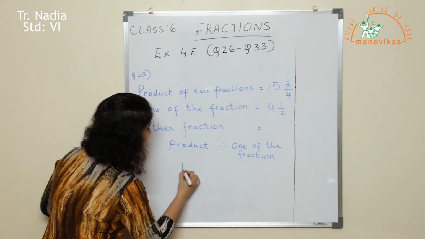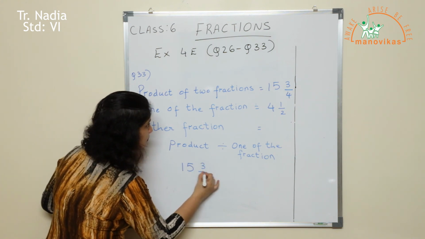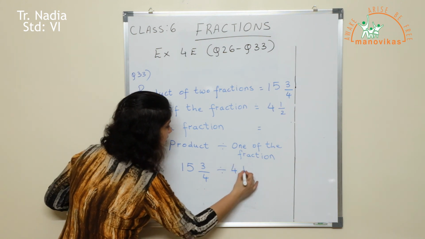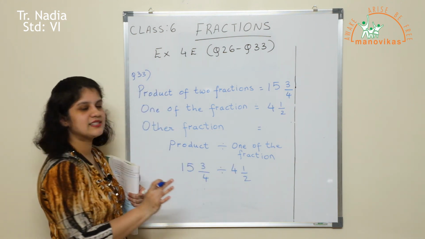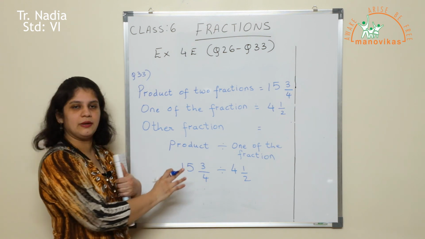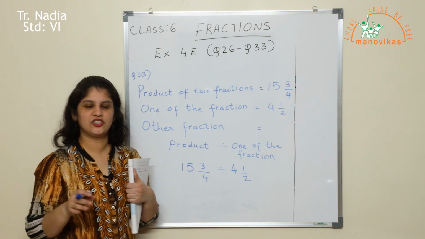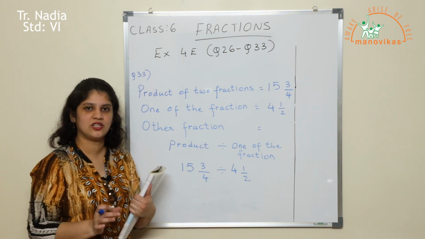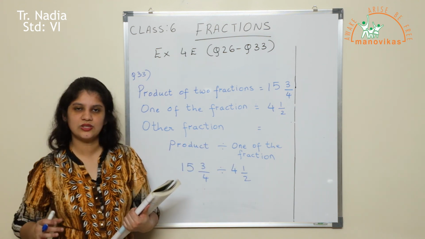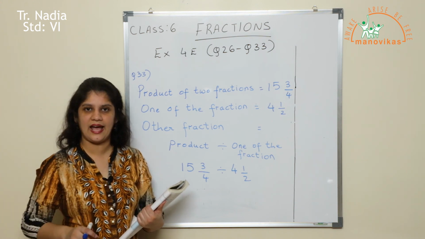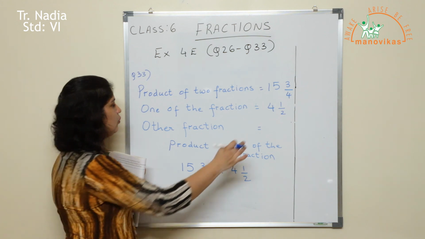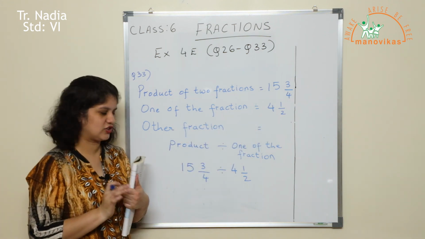So product is 15 3 upon 4. One of the fractions is 4.5. Divide this. First convert it into improper fractions. Remove the division sign, put the multiplication sign, get the reciprocal of the second fraction. Then try to reduce whatever you can in the numerator and denominator. The answer that you get after reducing will be your other fraction.